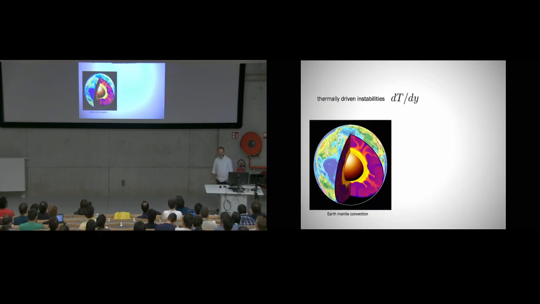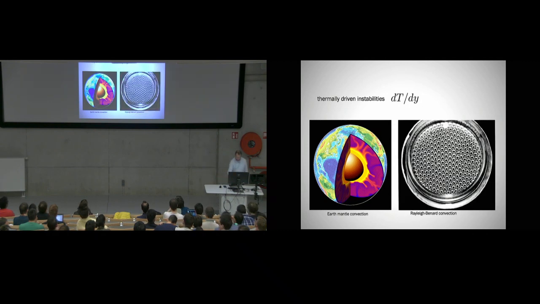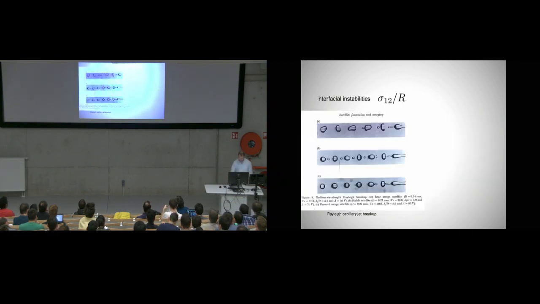We're sitting on an instability as we speak. This is a thermally driven instability of the core-mantle, the Earth's mantle convection. This is an instability going on all the time in the core of the Earth. This would be the same one for a laboratory experiment: Rayleigh-Benard convection, a very famous one with the hexagonal patterns. That's an instability that is thermally induced.